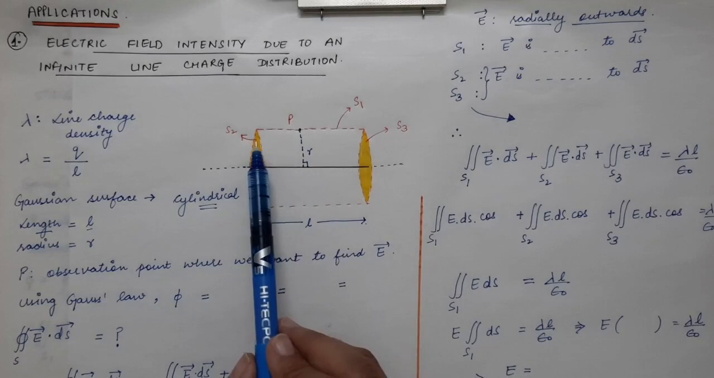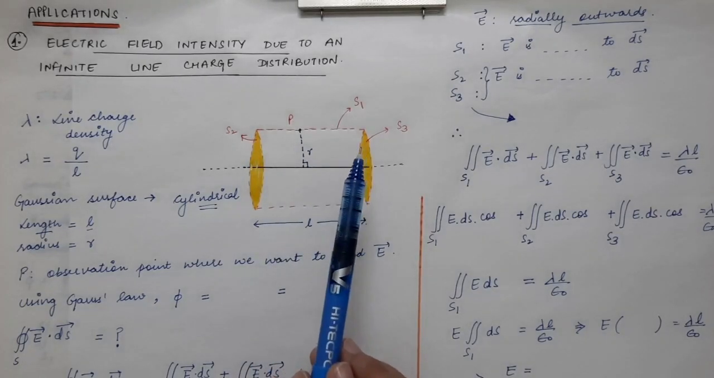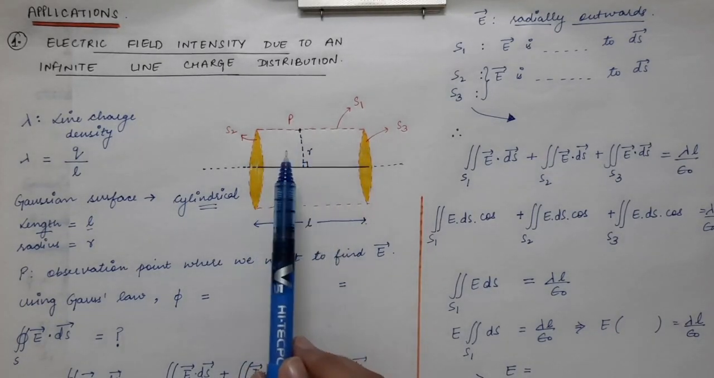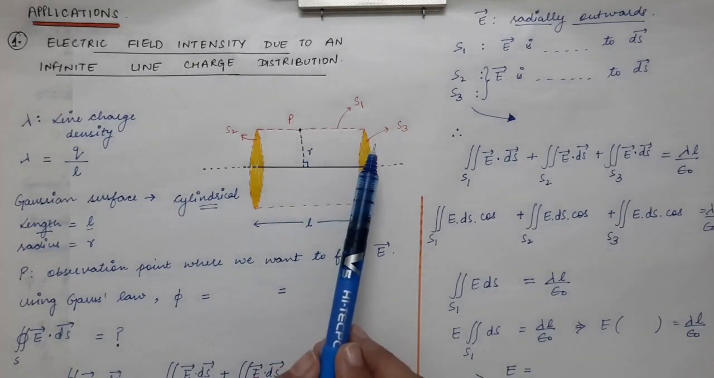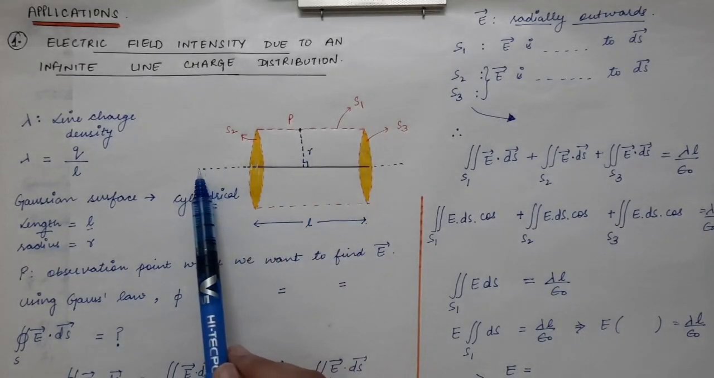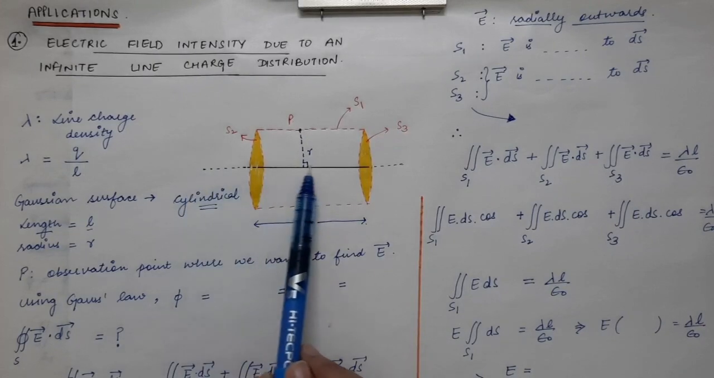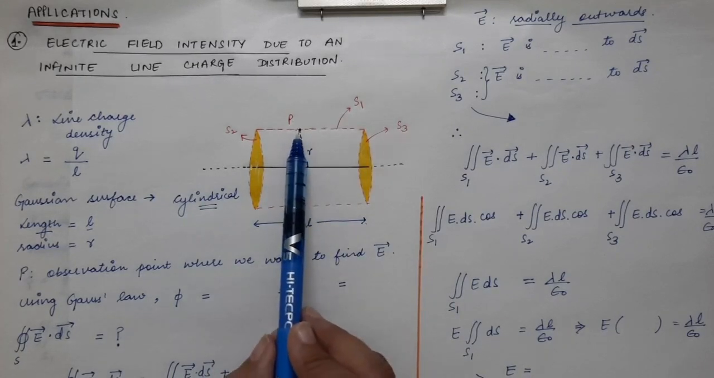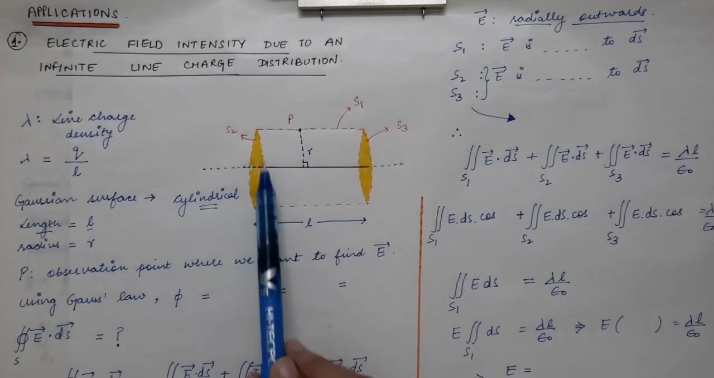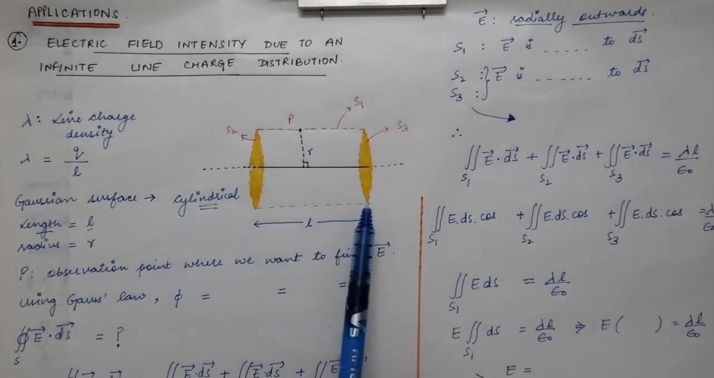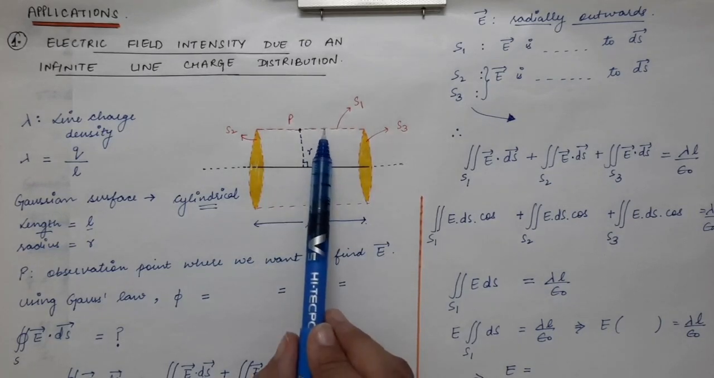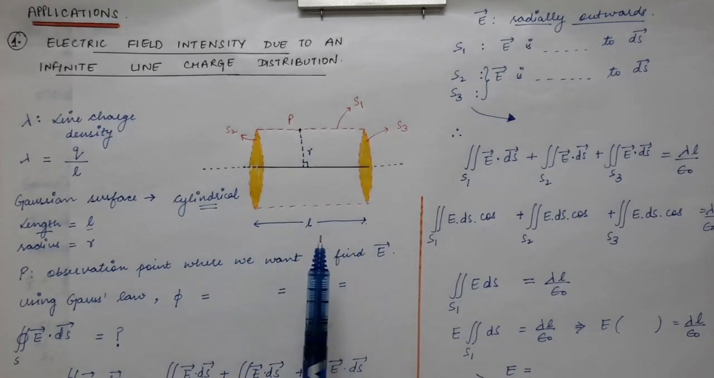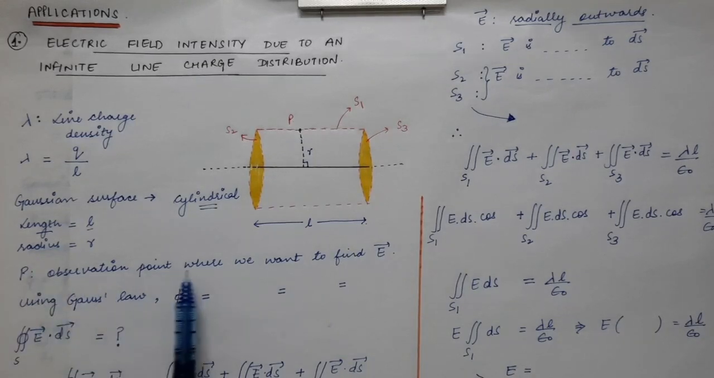And keep in mind, this Gaussian surface is only an imaginary surface. So what do we have in reality? What we have is only this infinite line charge distribution and this observation point where we want to find the electric field intensity. To find it, we have drawn this imaginary cylindrical Gaussian surface whose radius is r and whose length is equal to small l. P is the observation point where we want to find the electric field intensity.